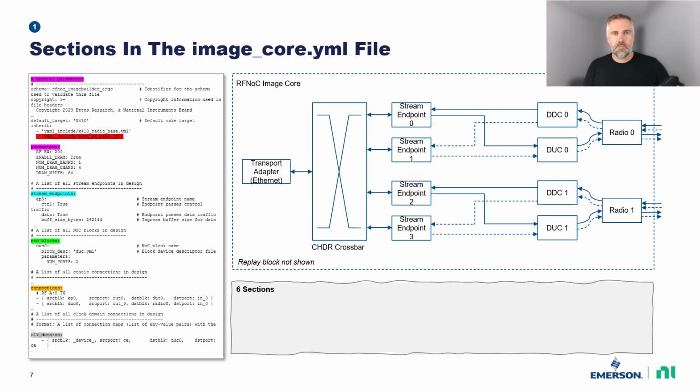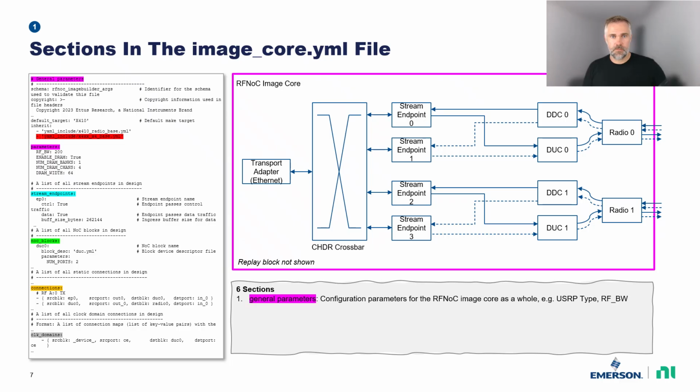A truncated preview version of the image core YAML file that we just opened is shown on the left, and the corresponding block diagram is shown on the right. The image core YAML file contains 6 sections that are highlighted in different colors. The general parameters section configures parameters such as USRP type and the RF bandwidth. The transport adapter section is a reference to another file, and this file defines how the USRP can be interfaced with, for example, from the UHD host.